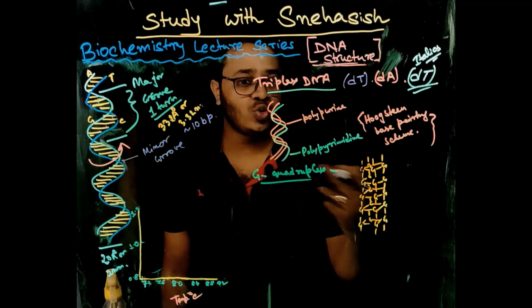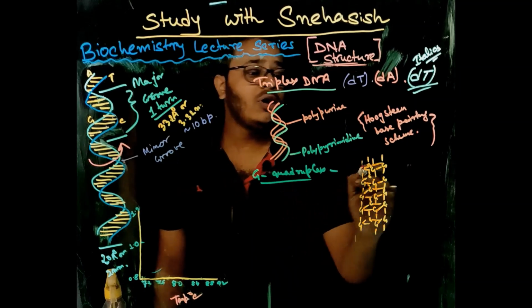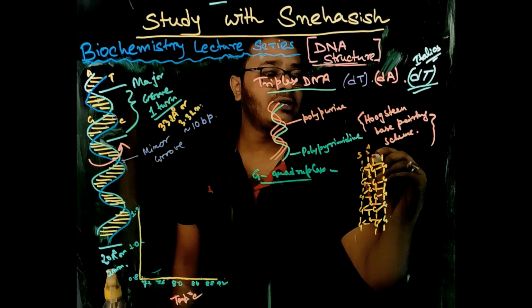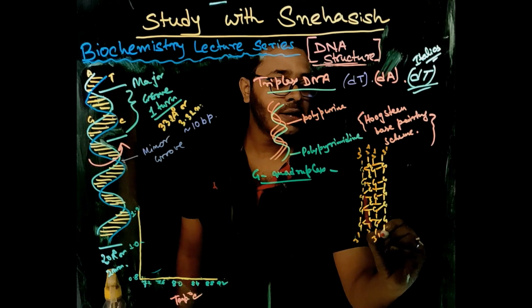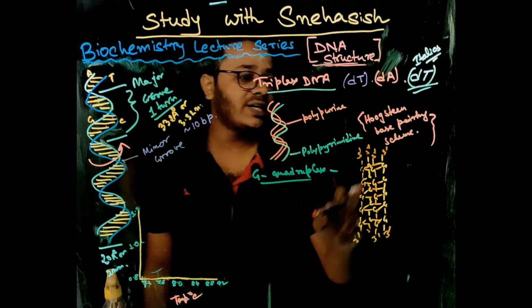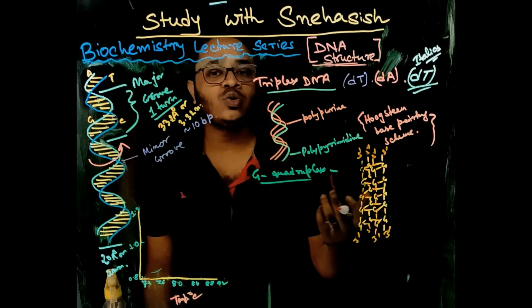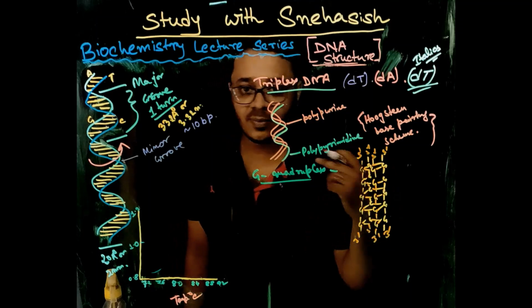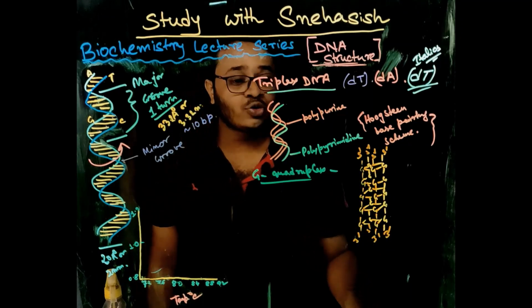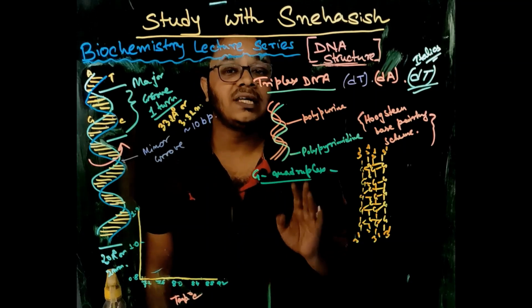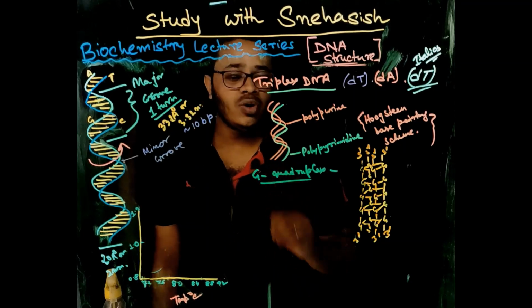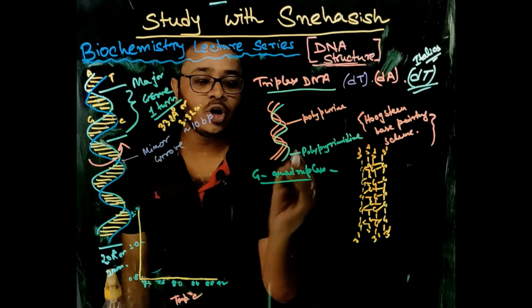Parallel means 4 strands are all in the 5' to 3' direction, and antiparallel means 2 strands will be in the 5' direction while the other 2 strands will be in the 3' direction. So today we first understood the different types of DNA structures. Now let's understand the stability of DNA.